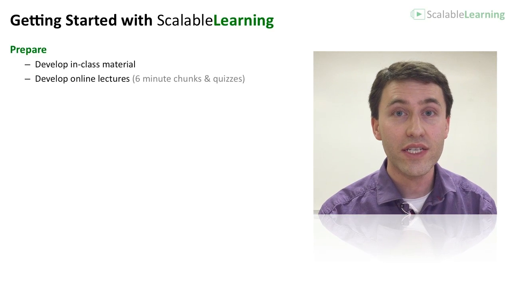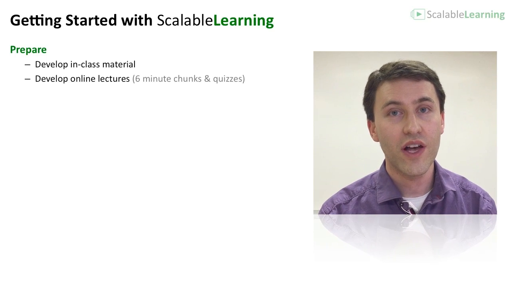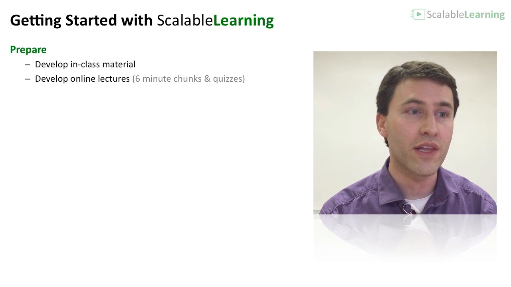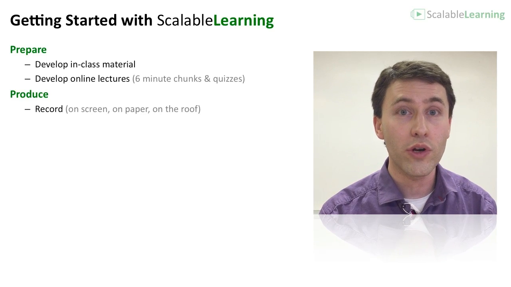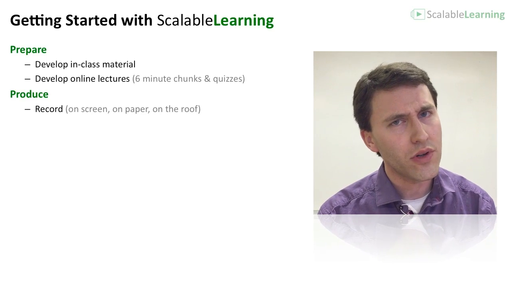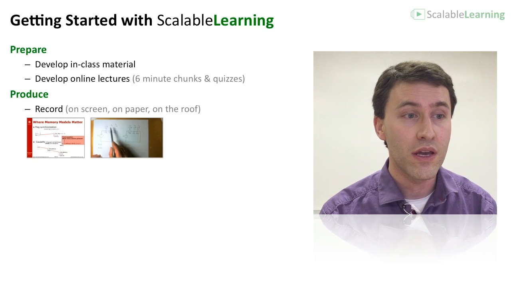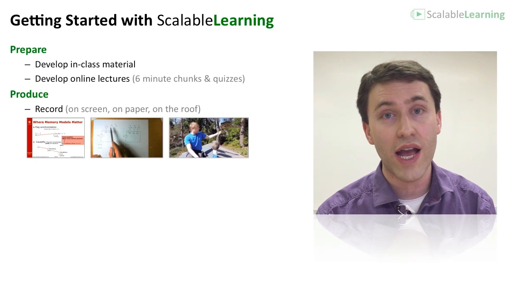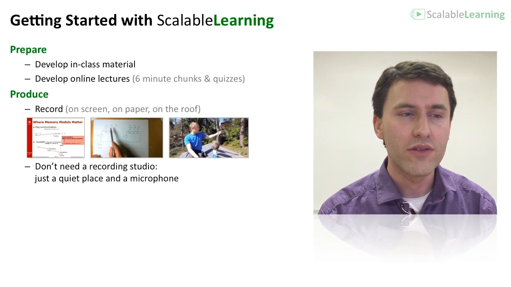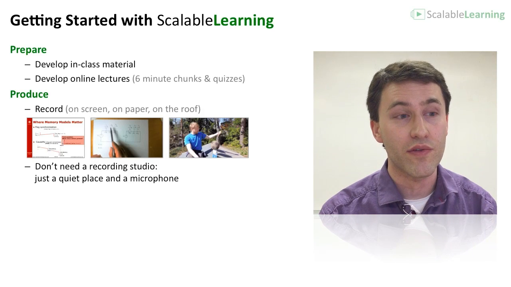All right, so how do you get started with Scalable Learning? Well, the first thing you need to do is prepare your material. Develop your in-class questions and your online lecture material. Then you need to produce it. So you're going to go in and record your lectures. And you can record these in a bunch of different ways. We have lots of teachers who record their computer screens. We have some who record writing down on a piece of paper. We even have some who go out on the roof of their house to record physics lectures. You don't need a recording studio. All you need is a quiet place and a decent microphone.